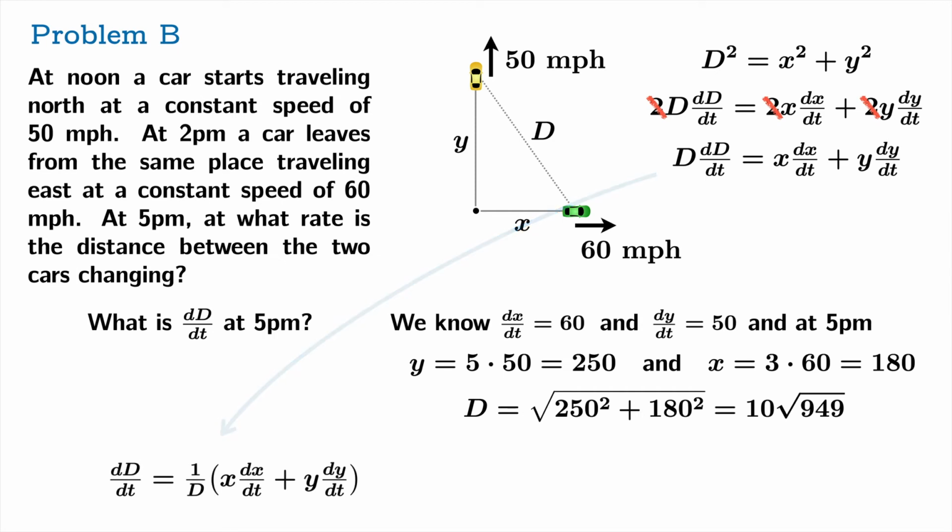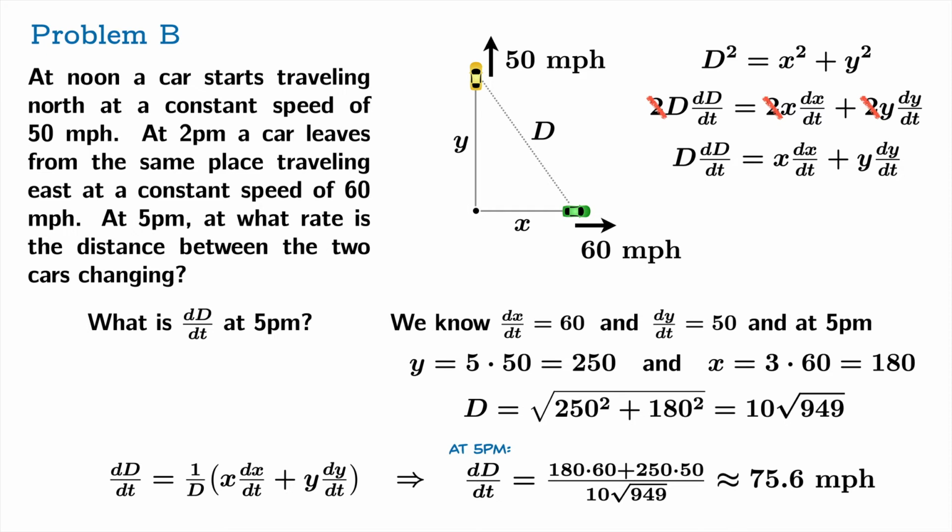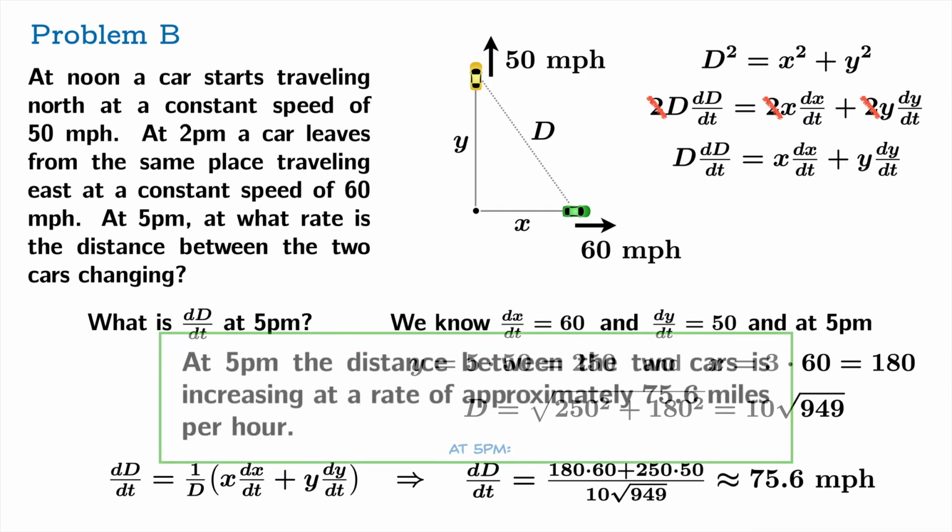So we'll move over here and we will plug in all the information. We have all 5 bits of data that we need at 5 p.m. And so we plug that in and we can crank this out and we get about 75.6, and the units are miles per hour. So at 5 p.m., the distance between the two cars is increasing at a rate of approximately 75.6 miles per hour.